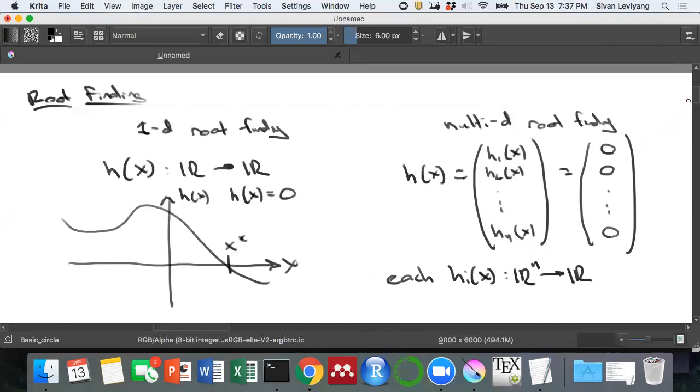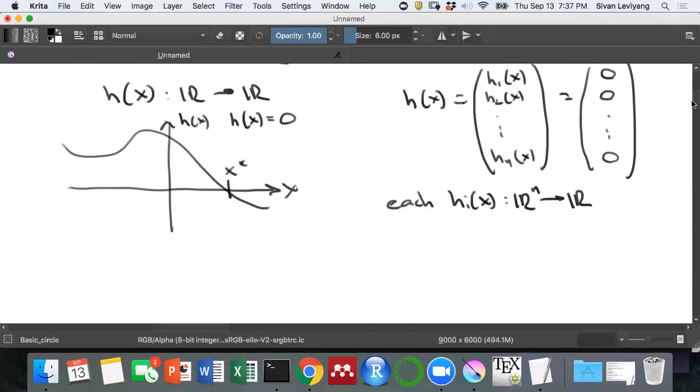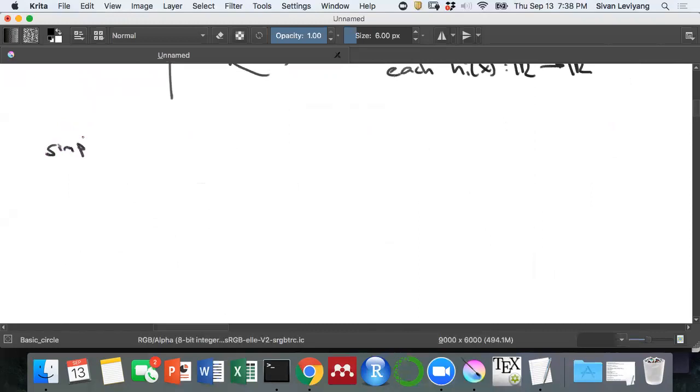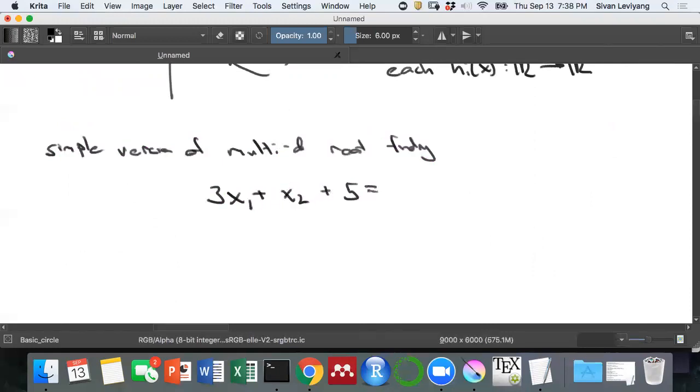So actually, you've been doing this for a long time, whether you know it or not. So a simple version of multi-D root finding is something like this: 3x1 plus x2 plus 5 equals 0, and 5x1 plus 3x2 plus 2 equals 0. You've done this before, right? You have simultaneous equations. That's multidimensional root finding.